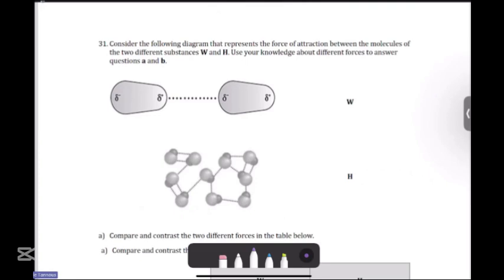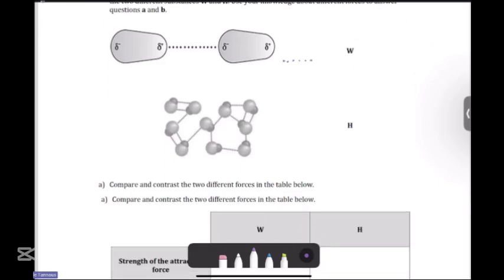Moving on. Consider the following diagram that represents the forces of attraction between molecules. You have to read carefully whether the question says in the molecule or between the molecules. So we're talking about intermolecular forces, and they are the dotted, not the solid lines. Okay, compare and contrast the two different forces in the table below.